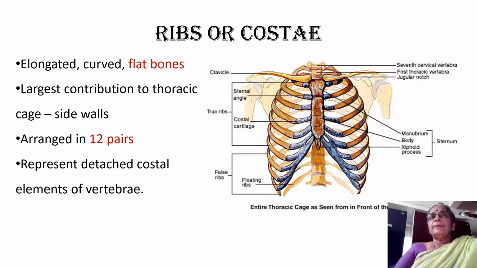So what are ribs? These are elongated, curved, flat bones. They contribute to the formation of the thoracic cage, particularly the side walls of the thoracic cage. And these are arranged in 12 pairs. And developmentally, they represent a part of the vertebra known as the costal element.